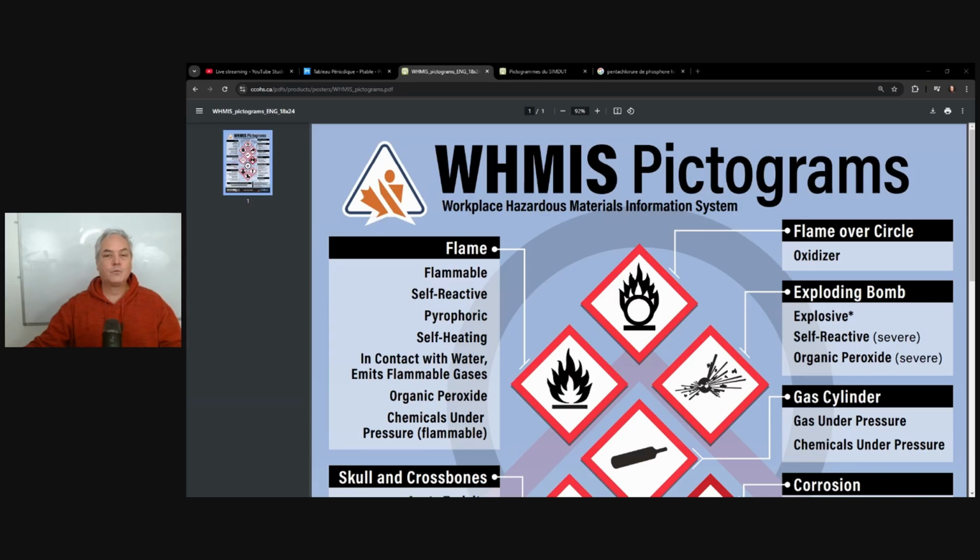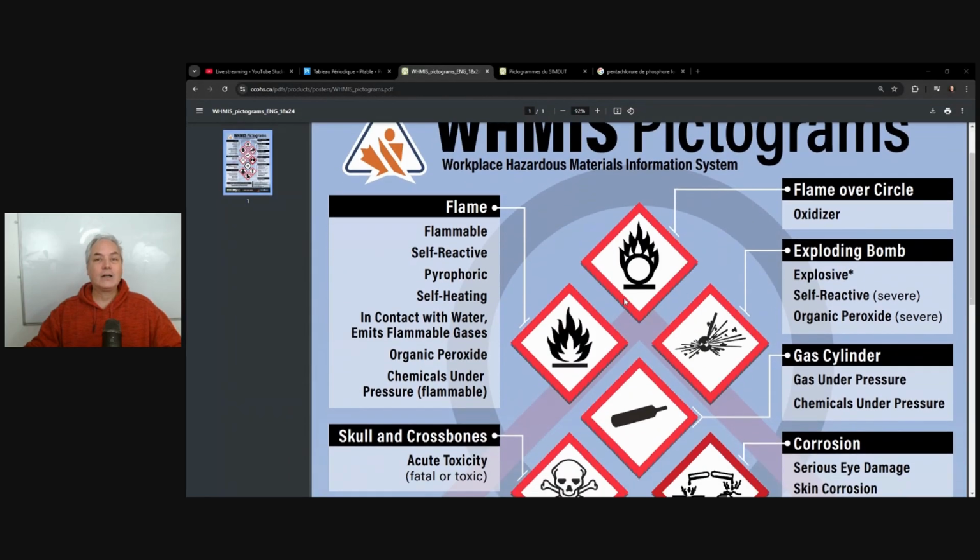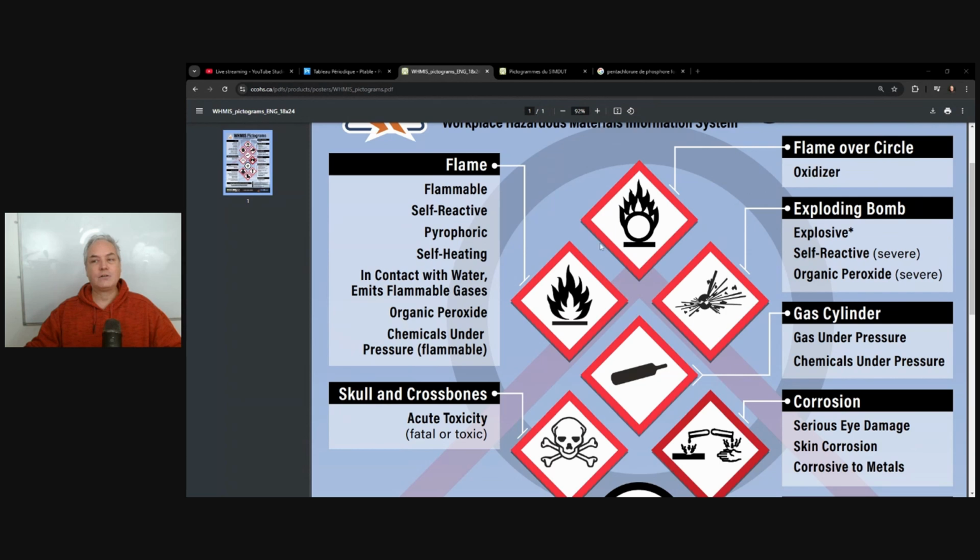The first one, the one that we often see, is about flames. Anything with a spark and a bit of oxygen will burn. This is this symbol right here. The one with an O is an oxidizer. That means that materials in contact with oxygen will burn and oxidize, and therefore it can be dangerous.